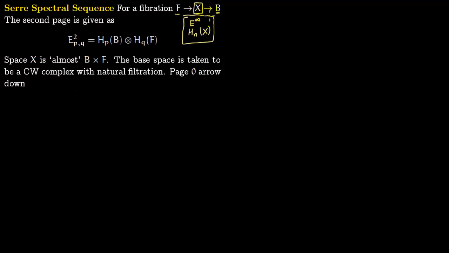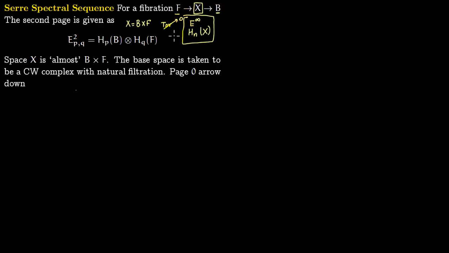Now Serre spectral sequence actually gives us page 2 of the sequence so that we can play page 2 with page infinity and get some interesting results. So Serre spectral sequence says that page 2 will look like H_P of the base space tensor with H_Q of F. So the entry in position PQ is the tensor product of homology of the base space with the homology of the fiber. So this looks almost like, if the space X was given to us as B times F, and then you can use the Künneth formula. But by the Künneth formula you will also have a Tor term.